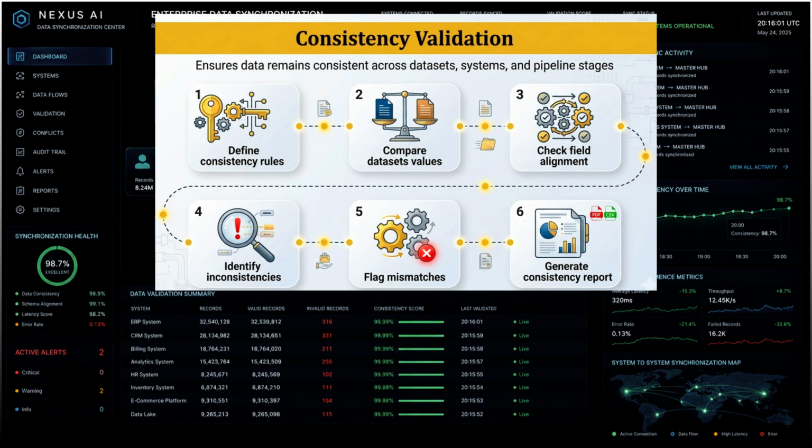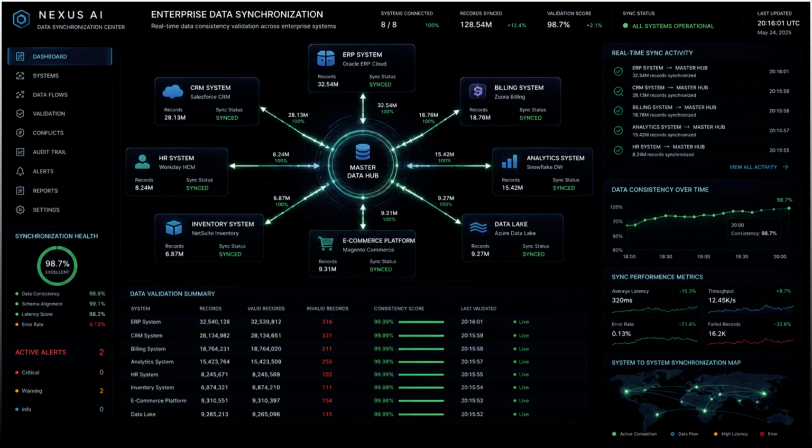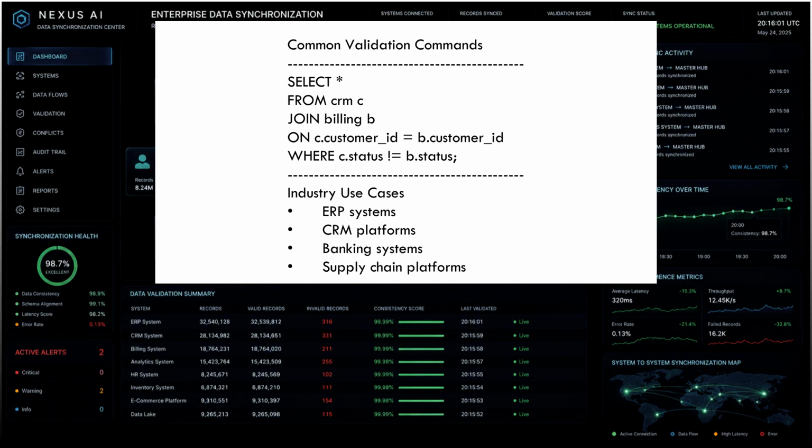Next, we have consistency validation. This ensures that data remains synchronized across systems and pipeline stages. For example, customer status should match across CRM and billing systems, or inventory counts should remain consistent across all the warehouses. So this validation ensures that distributed systems remain aligned. As organizations scale across multiple platforms and microservices, maintaining synchronized information becomes increasingly critical. So consistency checks help prevent reporting conflicts and operational confusion.